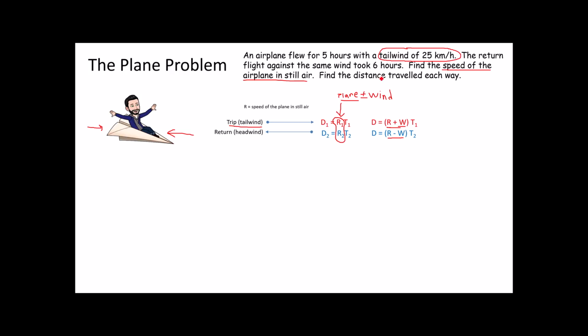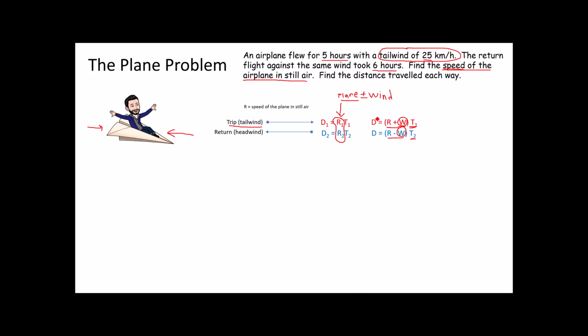Do we know the distance we travel? That's not given. Do I know how fast the plane goes? Well, that's what I'm asked to find out. Do I know how fast the wind is? Well, yeah, the wind is 25 in both problems. Do I know my time? Well, the time is different in each direction.